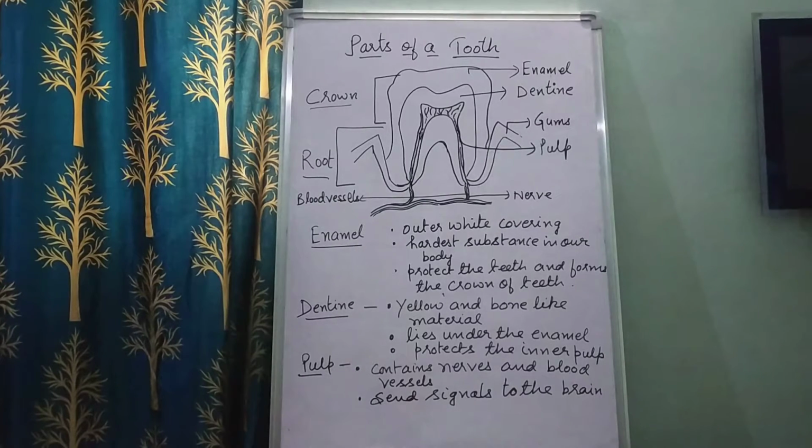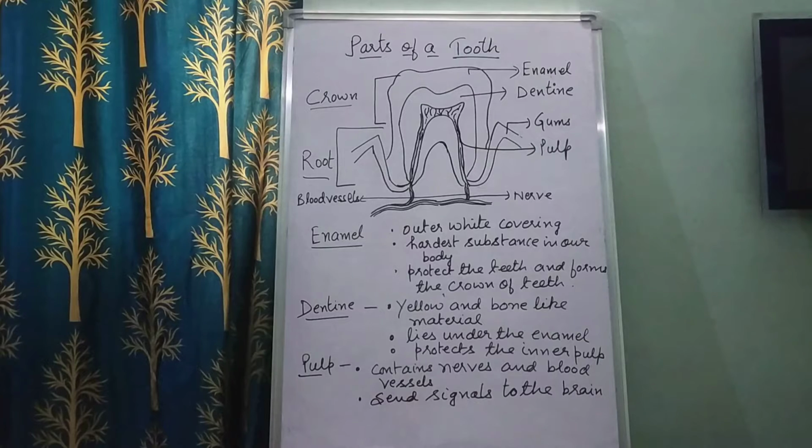So children, a tooth. Look at the diagram which I made on my whiteboard. A tooth has a crown and a root. It is divided into two parts. One is the crown and the second one is the root. So, a tooth has a crown and a root.